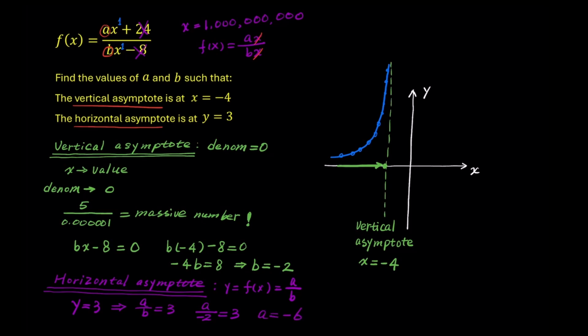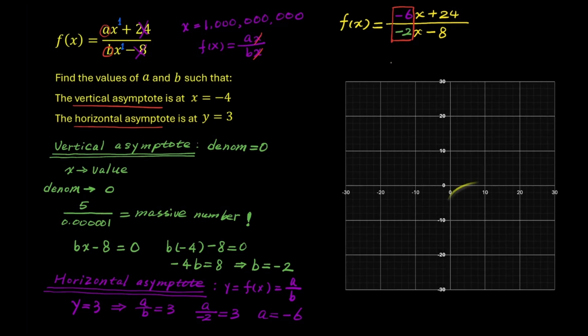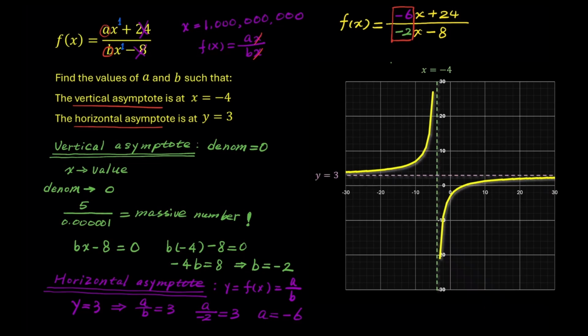Let's just pause and see if that actually makes sense. Our final function would be f(x) equals -6x plus 24 divided by -2x minus 8. If we look at the coefficients, -6 divided by -2 is +3, which is exactly our horizontal asymptote. So it checks out. If you were to pop this into a calculator or Desmos, you'll see the perfect vertical line at -4 and that horizontal floor at 3.